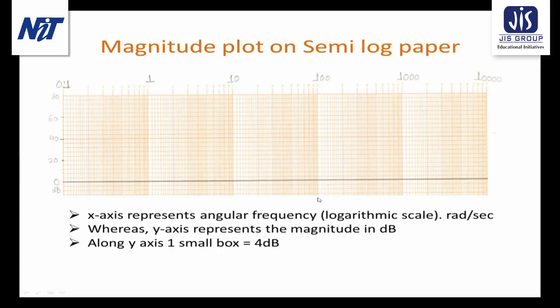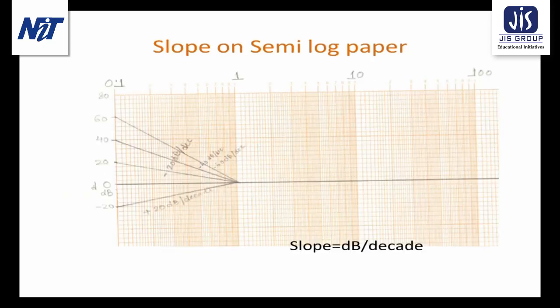So this is the magnitude plot on semi-log graph paper, and in the next video we will discuss how to plot the magnitude of Bode plot in the semi-log graph paper. And before that, we have to find out how to draw the slope on a semi-log graph paper. So in the previous slide, I discussed that the unit of the slope is dB per decade.